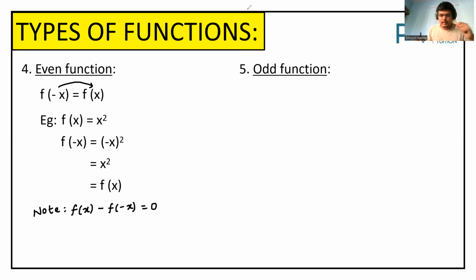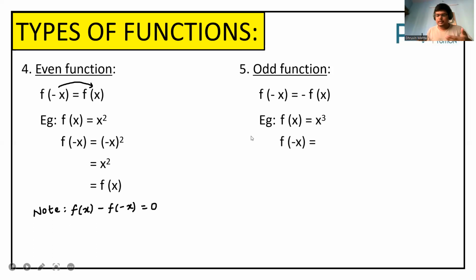Okay sir. Next, let's come to the odd function. So an odd function is simply f of minus x equal to minus f of x. So for example, x cube: when we replace x with minus x, we get minus x the whole cube, which is minus x cube, right? So over here, this is minus f of x. It's the negative of f of x.